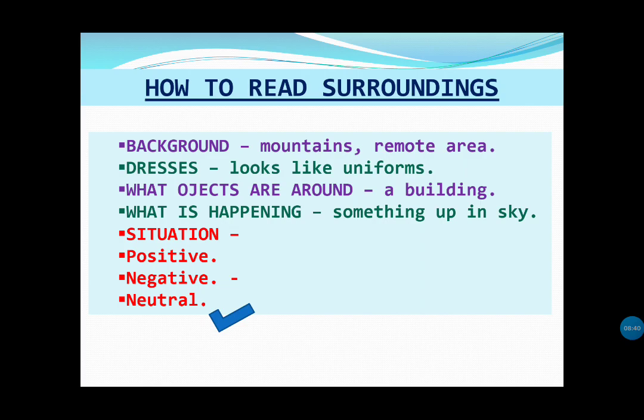So now we'll see the surroundings of this picture. In the background we have seen mountains, and that area actually looks to be a remote area. Then dresses are actually uniform, etc., that I told you, and objects, actually the main object is a building. Then something is happening in the sky, and the situation is somewhat negative. Sorry, the right mark has gone down due to adjustment of slides, but the situation is actually negative.